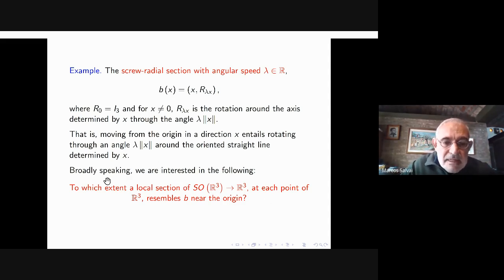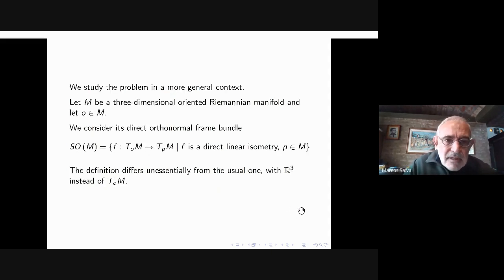Now, broadly speaking, we are interested in the following: to which extent a local section of the orthonormal frame bundle of R3 at each point resembles B near the origin? So if I have a section that at any point resembles this section B near the origin, then I will be happy. This is not a precisely stated question, yes? But we studied the problem in a more general context.